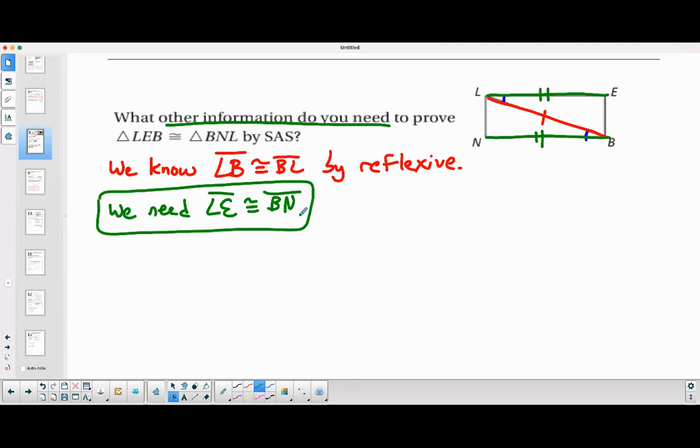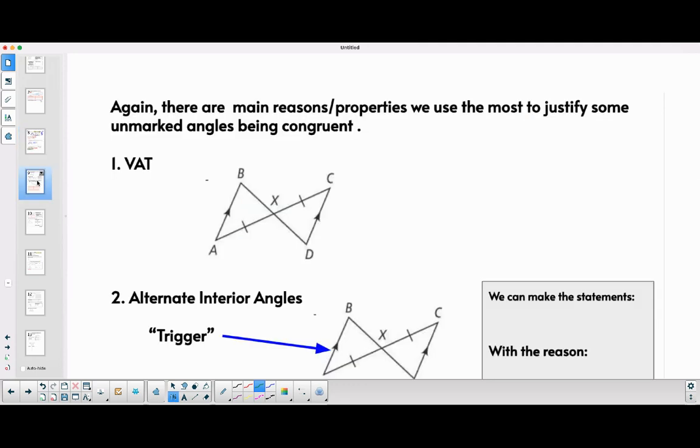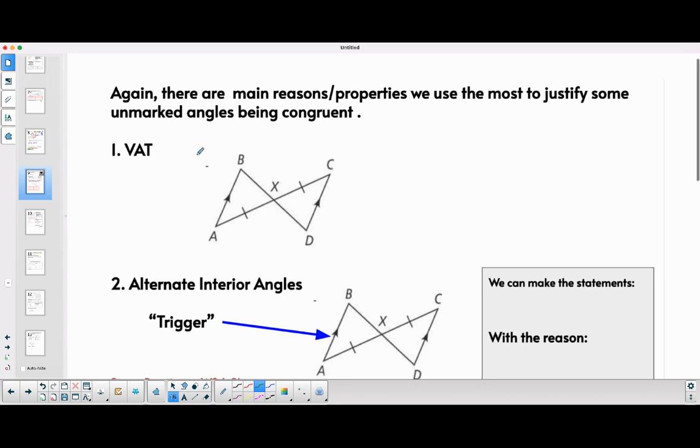Okay. Next, looking at just things we're allowed to do that help us get extra pairs of angles or extra pairs of sides. So there are main reasons that we can use the most to justify unmarked angles being congruent. So vertical angles. Okay, we've talked about it already. When it looks like a bow tie. All right. So in this situation, these angle x's have to be congruent. Angle BXA has to be congruent to angle DXC by vertical angle theorem.